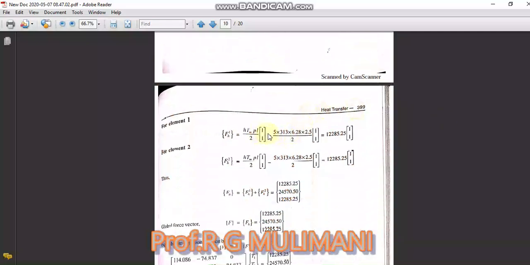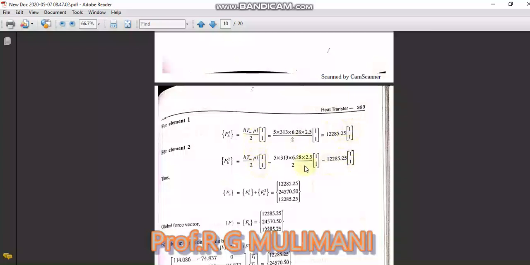And the perimeter: already we have the radius. So by the radius you calculate the perimeter, 2 pi r or pi into d. Okay, so it is 6.28 centimeters, and the length is 2.5 centimeters divided by 2. As all the values are the same for the force vectors of elements 1 and 2, you will get the same values again.